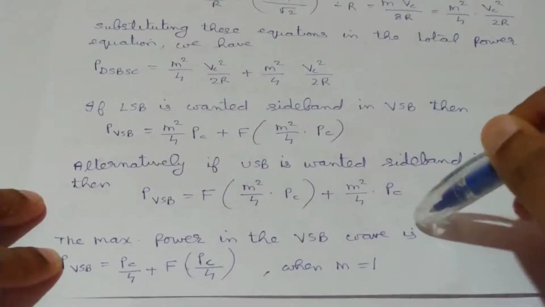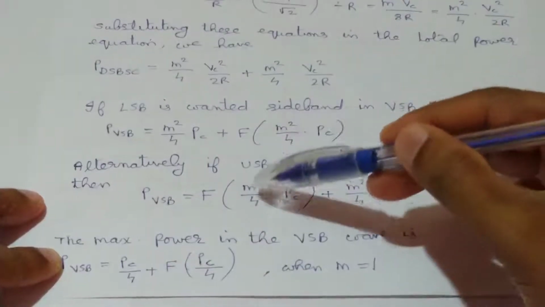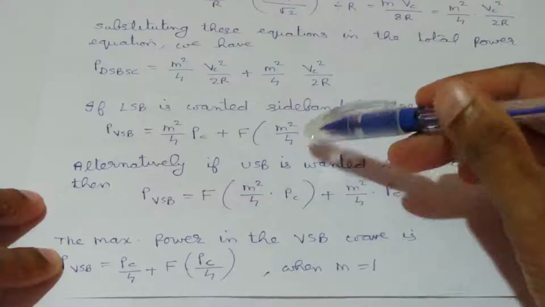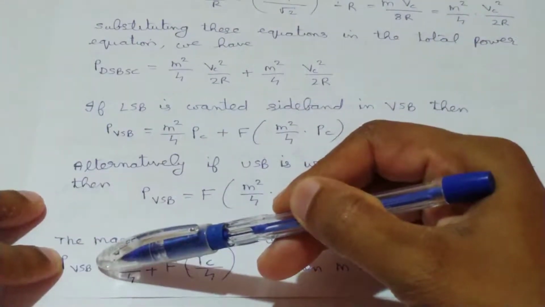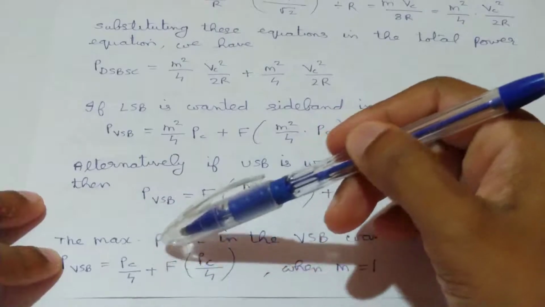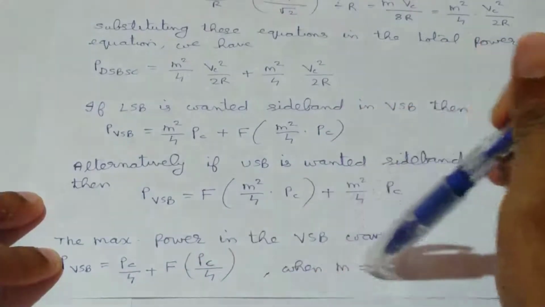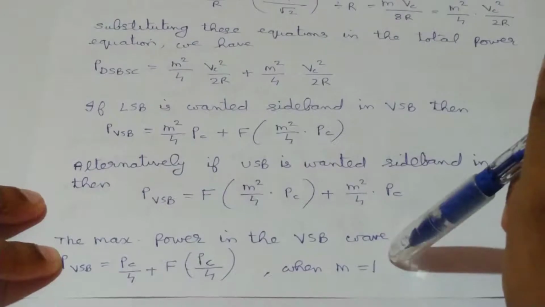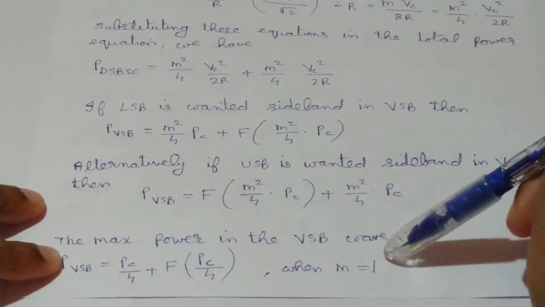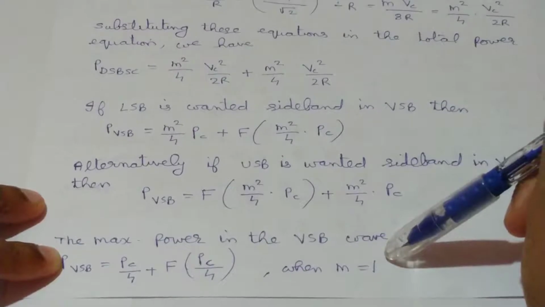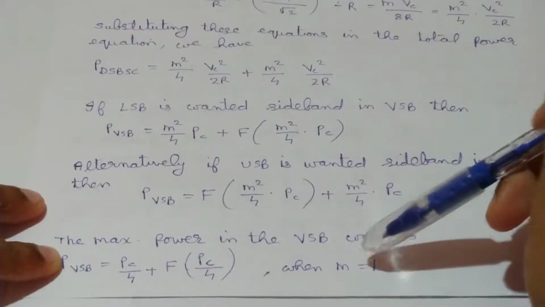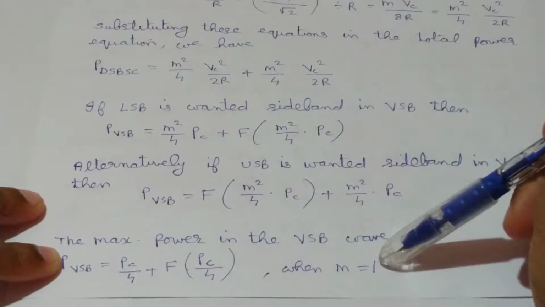We will get the maximum power when M is equal to 1. So by substituting M equal to 1 in these two equations, we will get that maximum power in vestigial sideband wave is equal to Pc by 4 plus fraction of Pc by 4 when M is equal to 1. Thus we need only a maximum of 25% to 50% of unmodulated carrier power for the transmission of vestigial sideband wave. And this is correct also because in the case of vestigial sideband wave, 1/6 of total power is utilized by one sideband and a fraction of 1/6 for the transmission of the vestige.